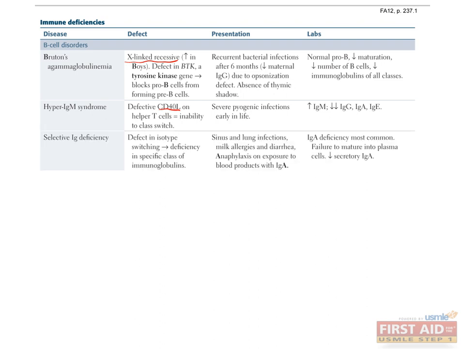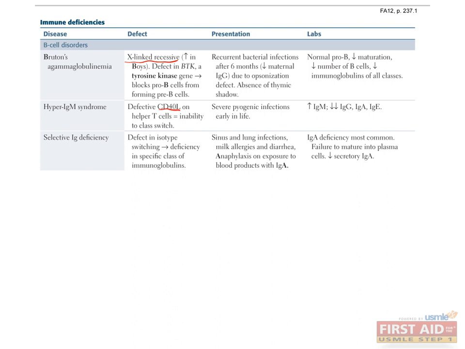Selective immunoglobulin deficiency, as you would expect, results in depressed levels of specific immunoglobulins depending on which flavor of the condition a patient has. IgA deficiency is the most common due to a failure of B cells to mature into immunoglobulin-secreting plasma cells. Think for a moment what clinical presentation you would expect. Patients affected by IgA deficiency experience sinus and lung infections, as well as milk allergies and diarrhea.